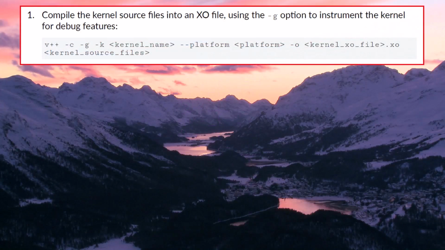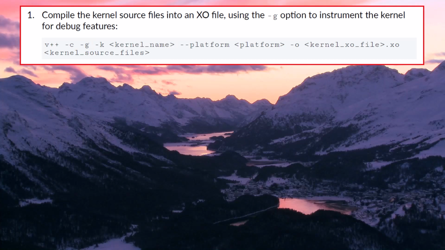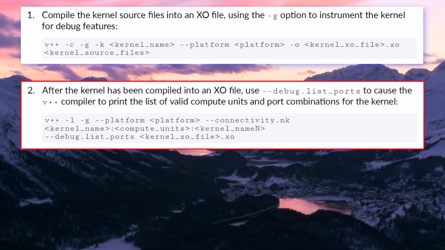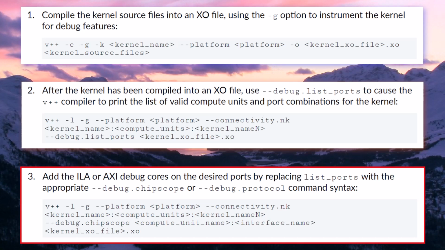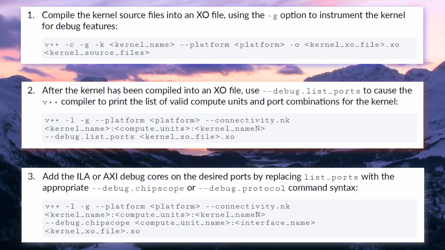First, compile kernels with the -g debug option to generate a debug-capable .xo file for each kernel. Second, list the kernel interfaces that are valid for capture by the ILA. Third, add valid interfaces to the ILA using the Debug ChipScope option. Since these steps are key to debugging ILA interfaces, it's worth taking a minute to show them in action.